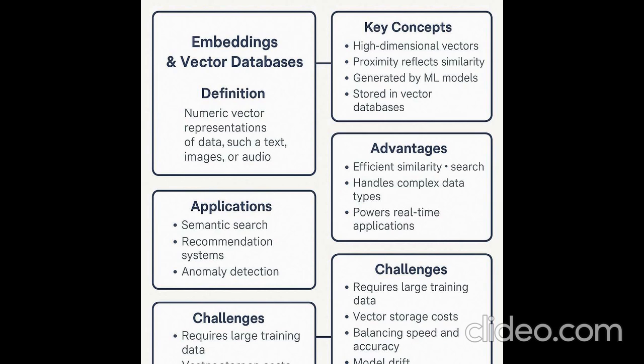close together. Characteristics of embeddings. Dense vectors: unlike sparse one-hot vectors, embeddings are dense and compact, e.g., 384D or 768D vectors. Context-aware: modern embeddings, e.g., from BERT, OpenAI, Cohere, consider surrounding context for richer meaning.